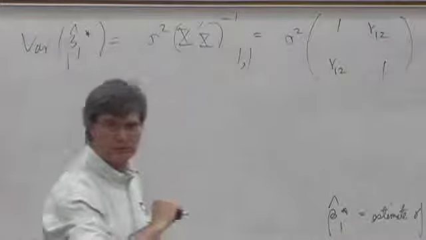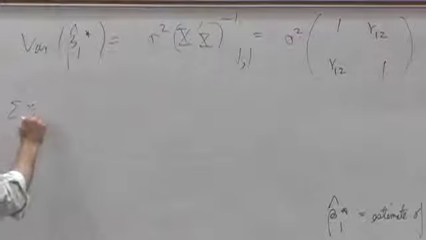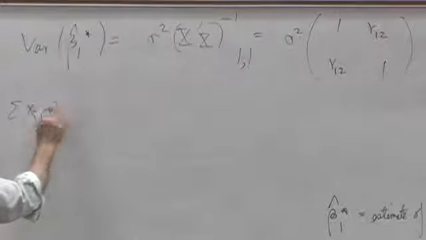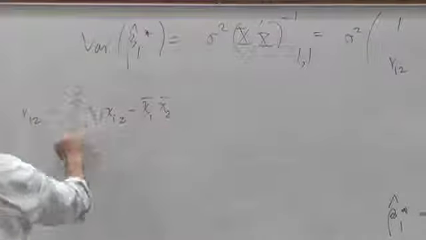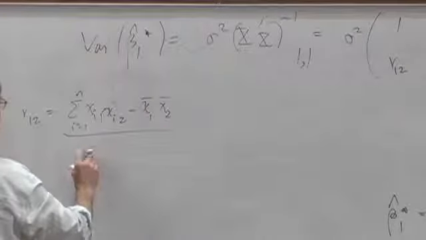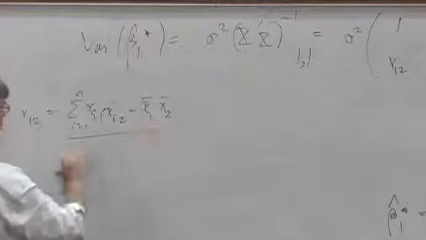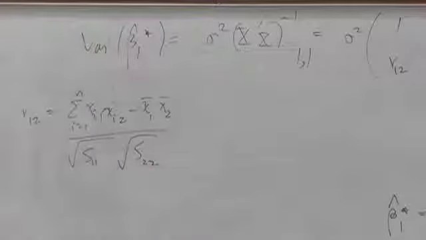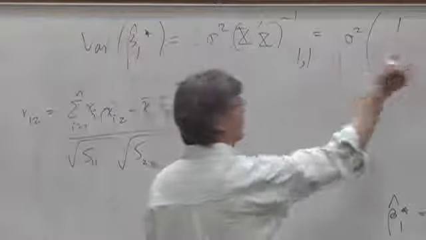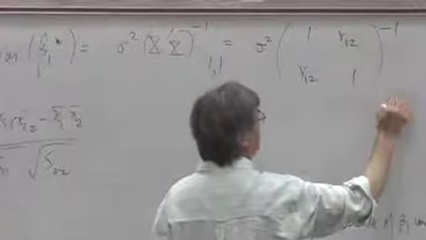X1 and X2. R1,2 equals the summation of (Xi1 minus X1 bar)(Xi2 minus X2 bar) over, well, that's what it is with the unit length scaling. In general, it's divided by the square root of S11 times the square root of S22. So those are correlations. And then to the minus 1, and then I have to take the 1,1 entry.